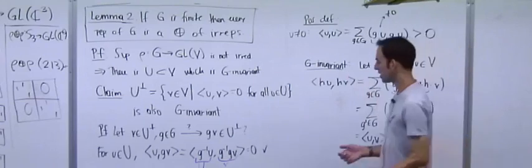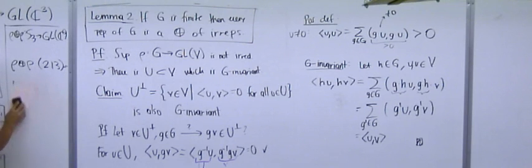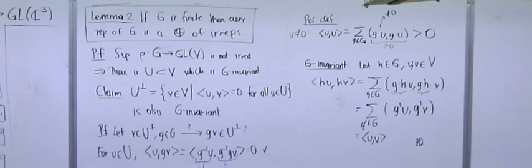Let's see this in action over here. Let me erase this. What is my claim saying in this example? Well, it's saying that because this line is invariant when I act on it by any of these group elements, then the claim is that the orthogonal complement is also going to be G invariant.